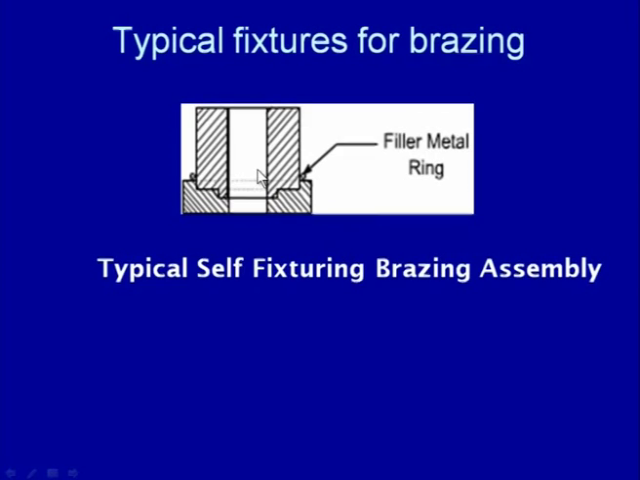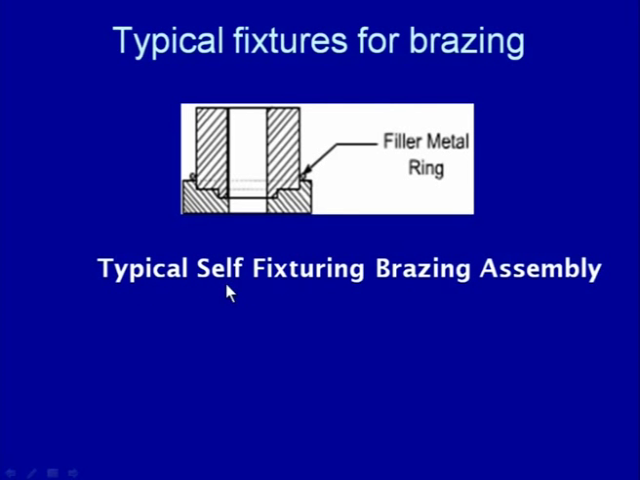This is the situation where the filler material is placed between the two components, and then this entire assembly is passed through the heating furnace. So, in this situation, like self fixturing brazing assembly, here the filler material is placed between the components to be joined, and then it is passed through the furnace, and after that on solidification we get the braze joint.